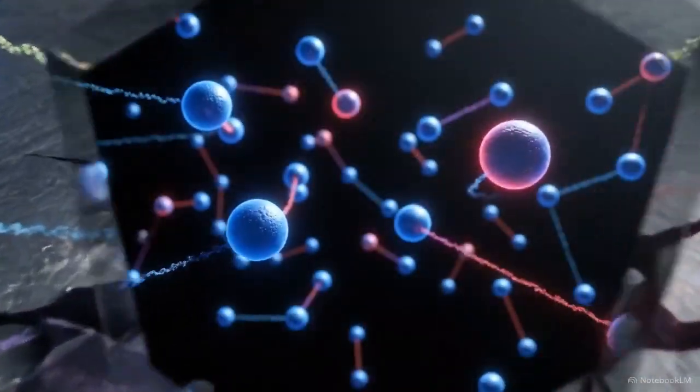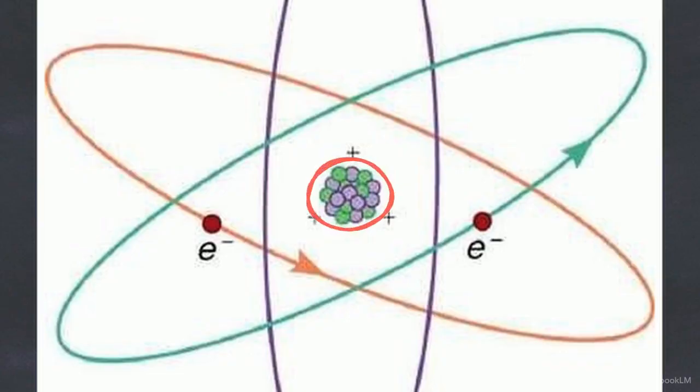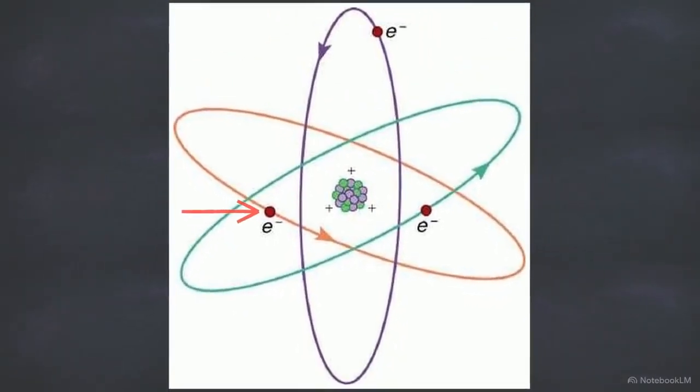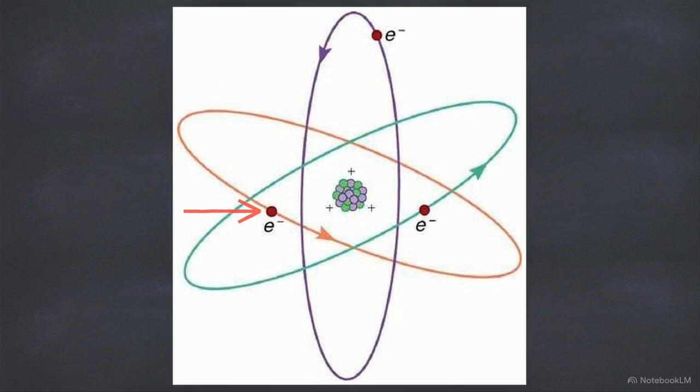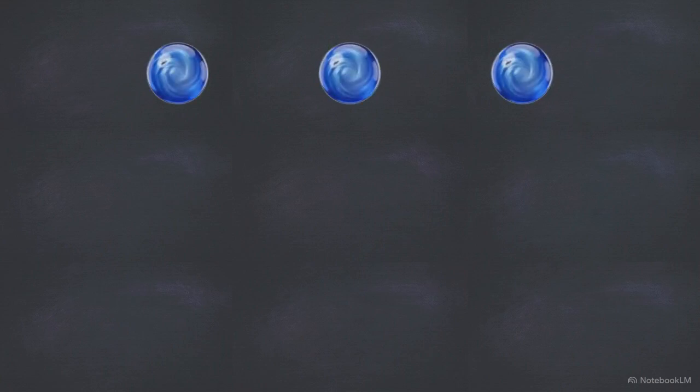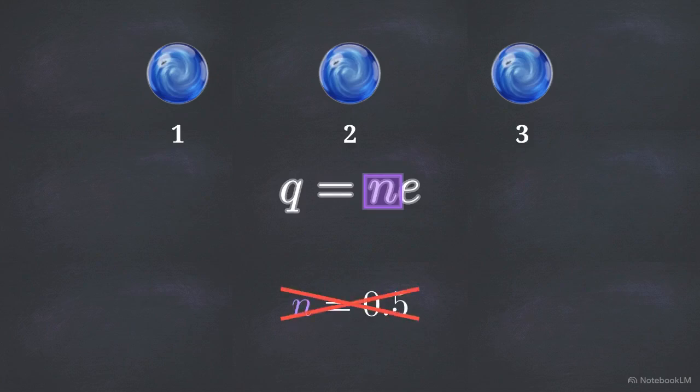Everything around us is made of atoms, and inside those atoms are our two main players, positively charged protons clustered in the center and negatively charged electrons orbiting around them. Notice those individual electrons. Electric charge doesn't exist as a smooth fluid, it exists in discrete countable packets. This is called the quantization of charge, written as the formula Q equals NE. You can have one electron or two, but never a fraction of one.